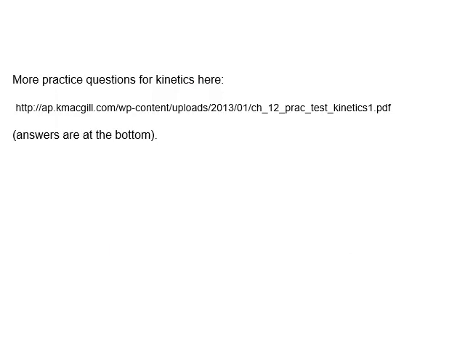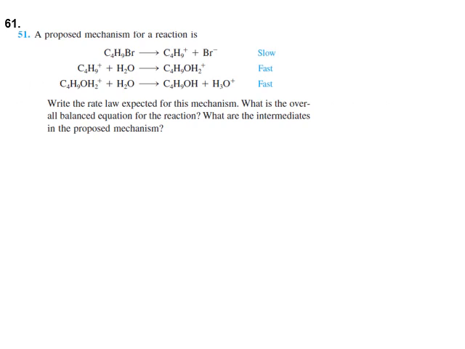Next slide. Okay, and then there are more problems there if you want to go to them. Next slide. A proposed mechanism for a reaction: the slow step is the first step, and then they give 3 steps, and they want us to write the rate law expected, the overall equation, and what the intermediates are. So to do that last part, we add up everything on the left and everything on the right, and then we cancel everything that's on both sides. Let's do that right now. We can see without even doing that we're going to have C4H9 plus on both sides.